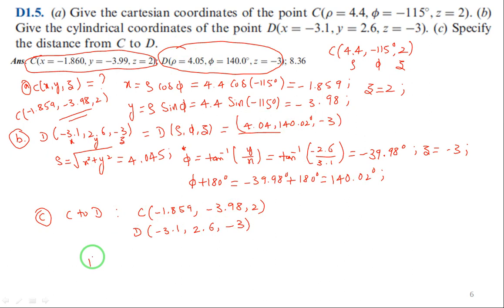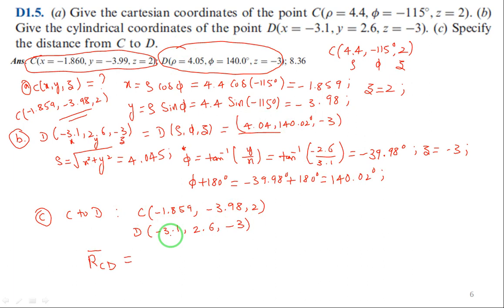So I can find vector RCD first, then take the magnitude, that is one way, or else directly use the distance formula, but anyhow we have to make use of vectors. So first find vector RCD, right? So RCD means minus 3.1, minus of minus it will become plus 1.859.